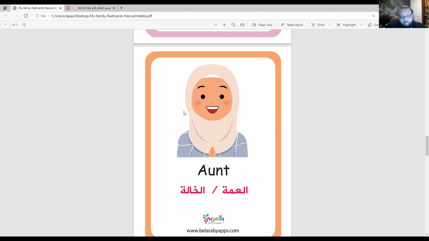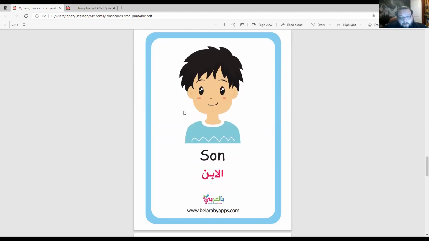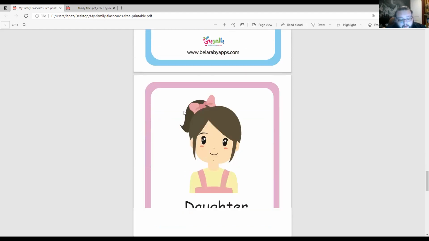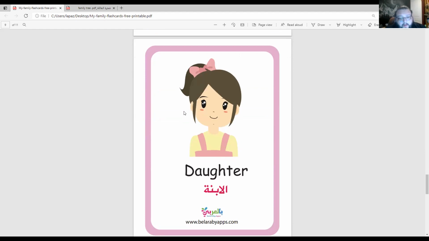And then we have the son, which would be الابن. It's an ألف لام ألف با نون. And then for the female, the daughter, would be الابنة. So we only add a تاء مربوطة at the end to have the feminine version. الابن and الابنة with a تاء مربوطة.